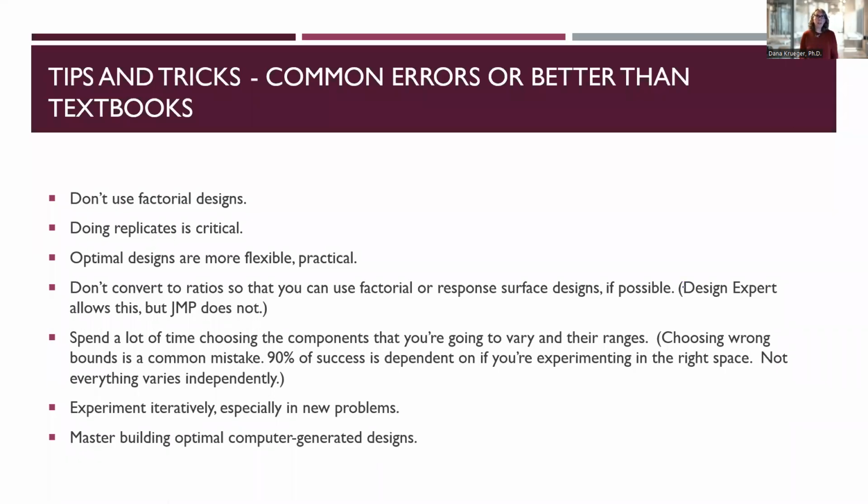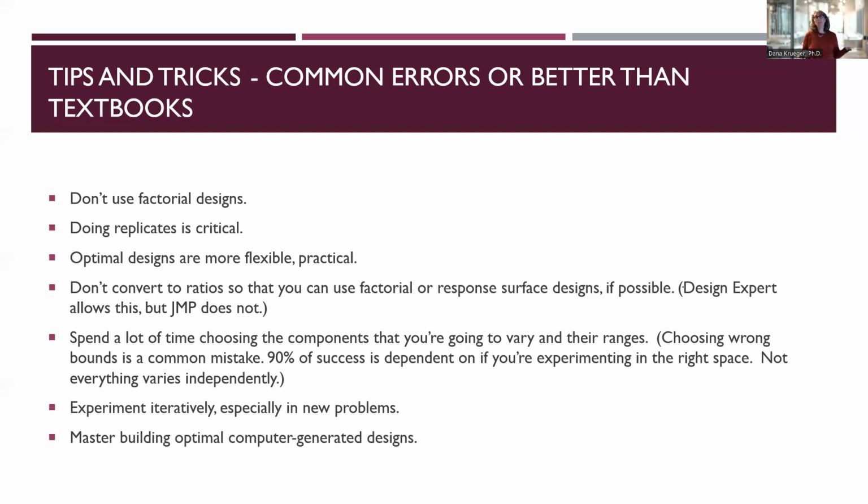So some tips and tricks as we conclude this introduction. If you have a mixture experiment, don't use factorial designs. It's when the factors are dependent upon each other in that type of mixture; in that situation, it's not really the best tool. Doing replicates is going to be critical. We want to make sure that we're always doing replicates if we can afford it. Optimal designs are going to be more flexible and practical and probably more fitted to the actual problems we'll be solving. And we don't want to convert, if we can help it.